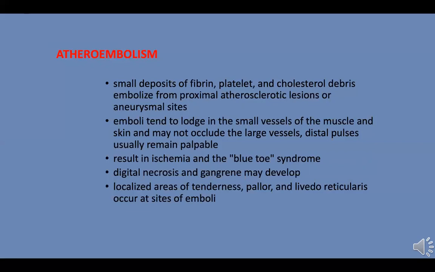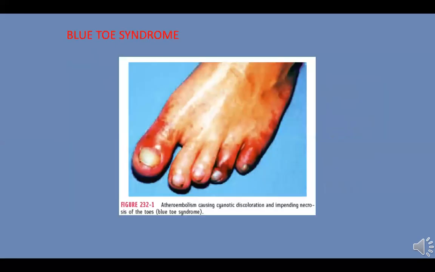You can see digital necrosis and gangrene, localized areas of tenderness, pallor, and livedo reticularis occur at sites of emboli. This is how blue toe syndrome will look. Note that there is discoloration in the big toe, fourth, and fifth digits.